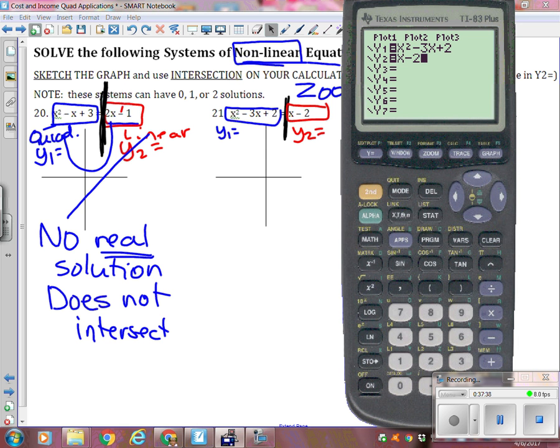Now, I already did zoom 6. You technically only have to do that one time. And after that, it will always remember that and go back to the same press graph. Do these two touch? How many times does it look like they touch? Once.